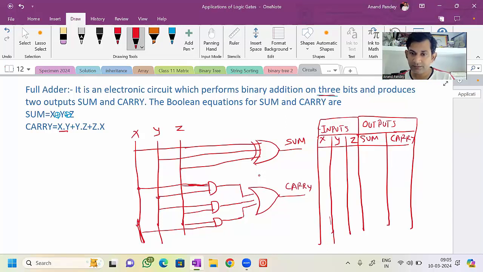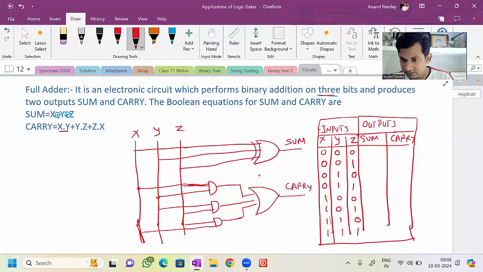4 zeros. Vertically I'm telling 4 zeros, 4 ones, 2 0s, 2 1s, and 0 1 0 1. Here I'm writing like this, as I know the binary codes: 0 0 0, 0 0 1, 0 1 0, 0 1 1, 1 0 0, 1 0 1, 1 1 0, 1 1 1. Vertically 4 0s, 4 1s, then 2 0s, 2 1s, 2 0s, 2 1s, then 0 1 0 1. This is an easy way to learn. 3 inputs, 3 variables input truth table. We can draw like this.